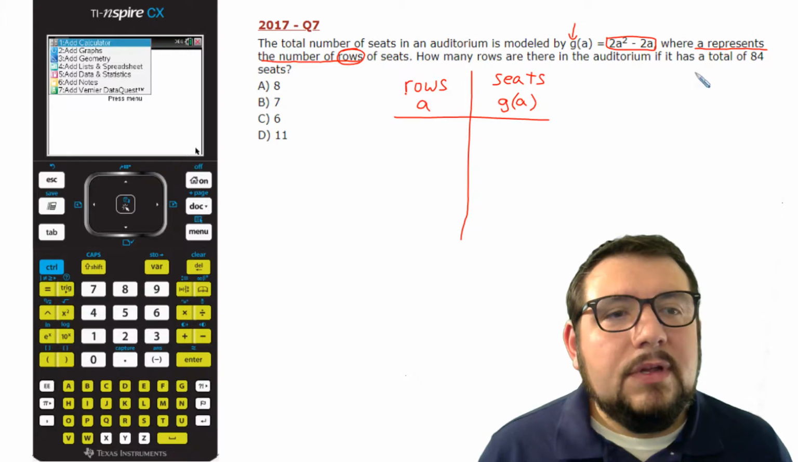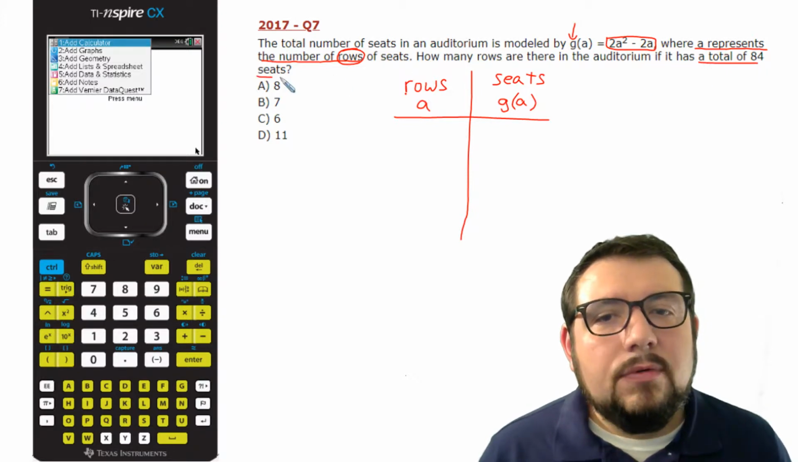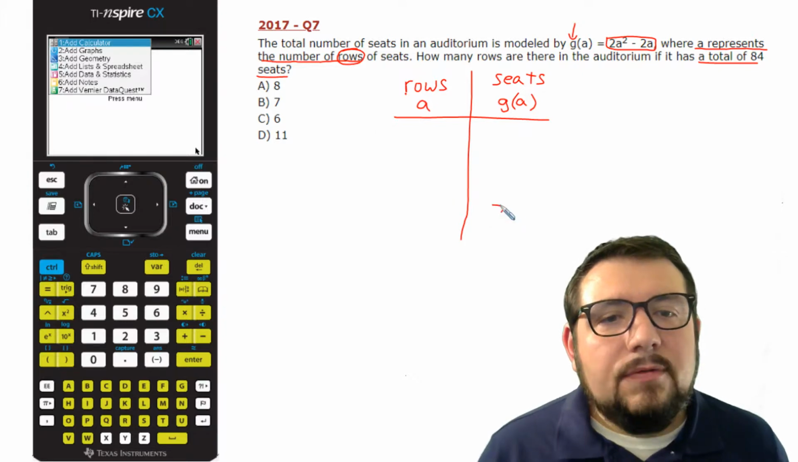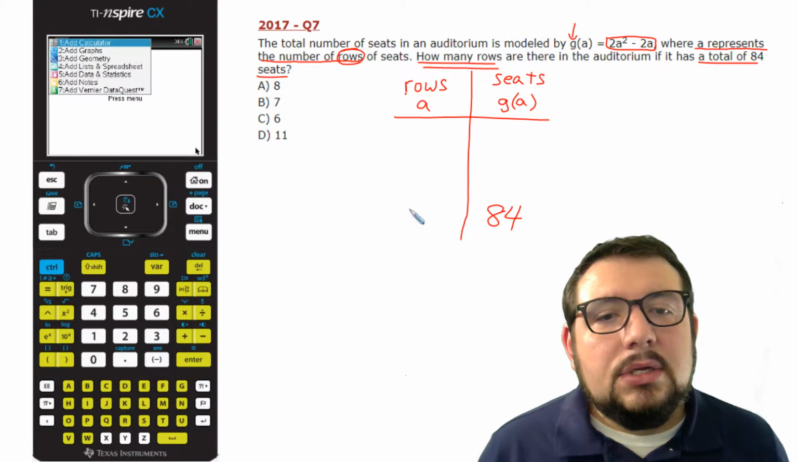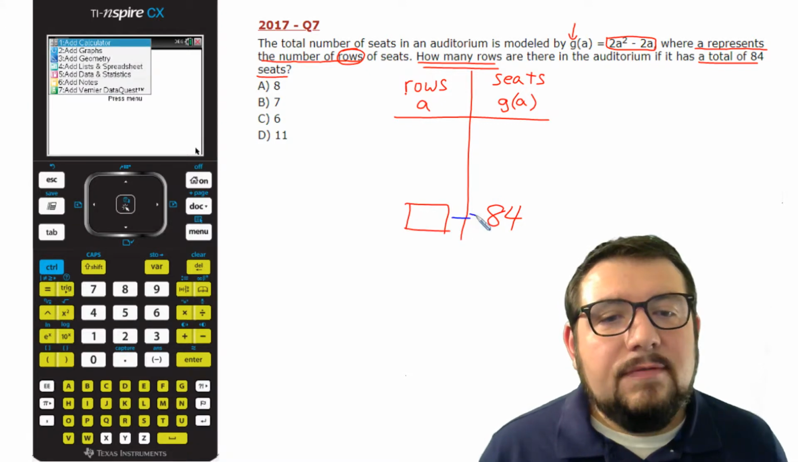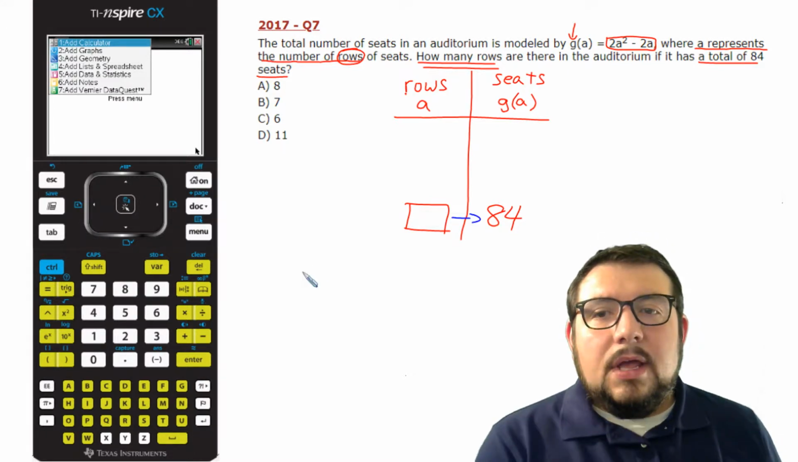The first thing we can see is that we need an answer that produces a total of 84 seats. So the 84 is going to go right here, and what they're asking is how many rows. So we need to fill in a number here that will produce 84 seats. In other words, which A will make the number 84? This is very simple to do.